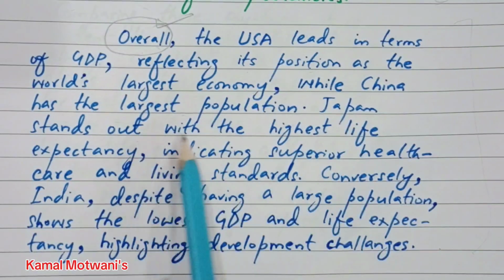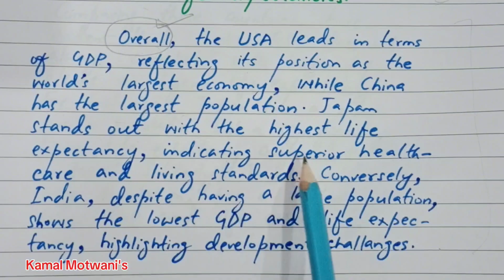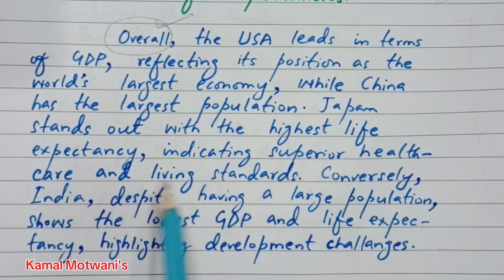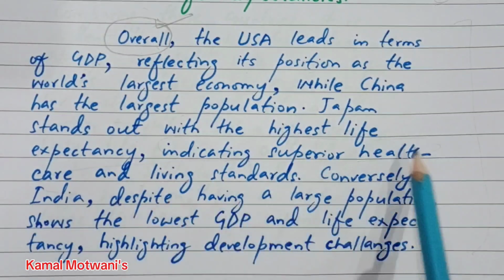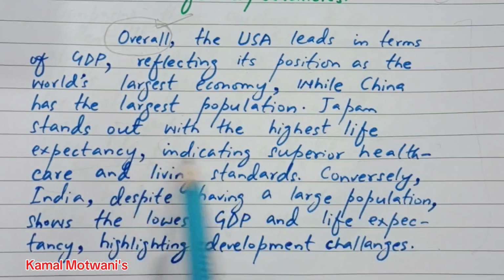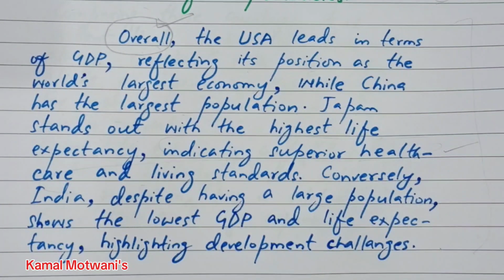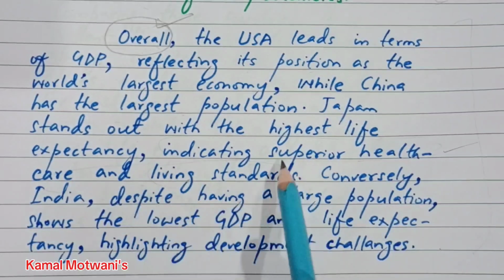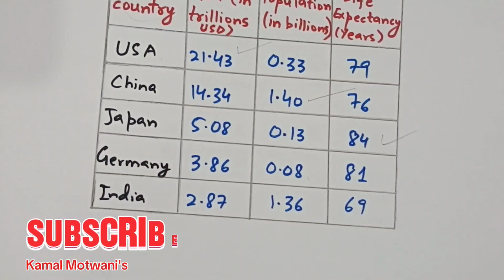Japan stands out with the highest life expectancy, indicating superior health care and living standards. Now, this information I have added myself because when a country has the highest life expectancy, it indicates that the healthcare system there is pretty much fine, or we can say the best, and the living standards there are pretty good. So see, Japan has the highest life expectancy in years.